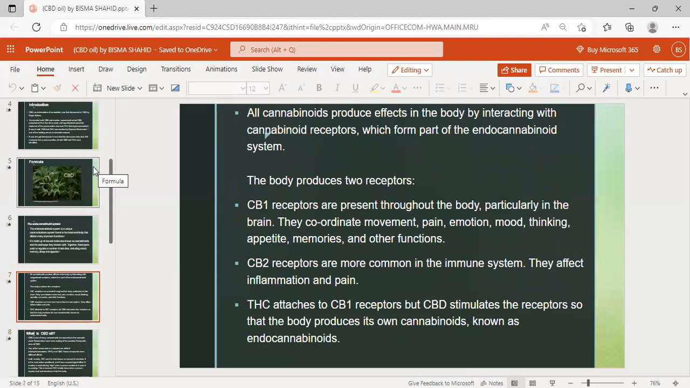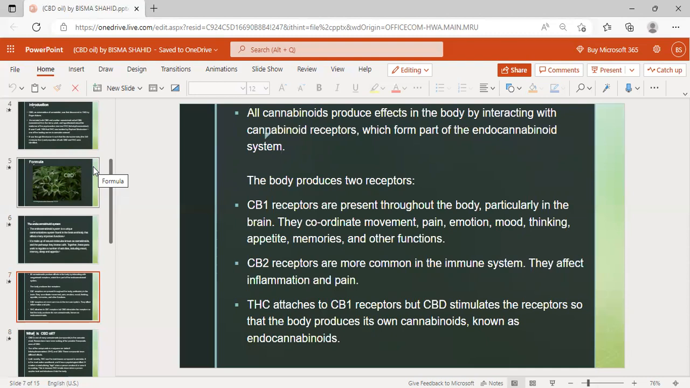All cannabinoids produce effects in the body by interacting with cannabinoid receptors, which form part of the endocannabinoid system. The body produces two receptors, CB1 receptors and CB2 receptors. CB1 receptors are present throughout the body, particularly in the brain. They coordinate movement, pain, emotions, mood, thinking, appetite, memories, and other functions. CB2 receptors are more common in the immune system. They affect inflammation and pain.